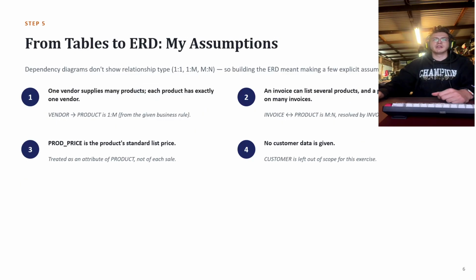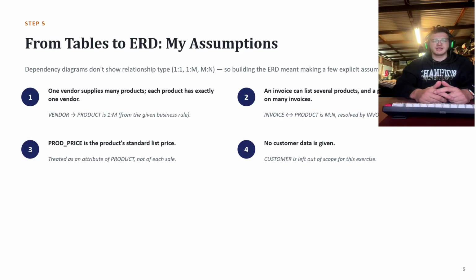From there, converting to an ERD was mostly about deciding on relationships and cardinality, since dependency diagrams don't actually show whether a relationship is one-to-one, one-to-many, or many-to-many. I made a few assumptions here. First, the business rules state a product is supplied by exactly one vendor, but a vendor can supply many products. So vendor to product is a one-to-many relationship.